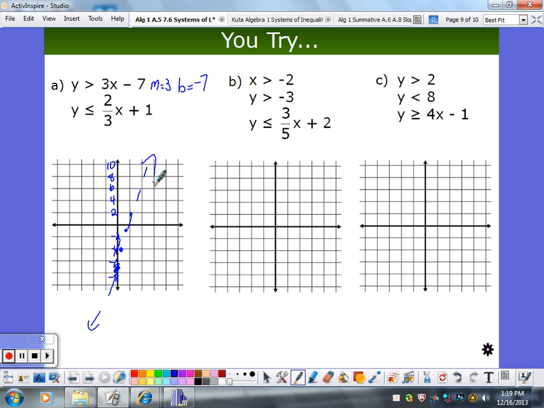Not equal to. So, and I want it to be greater than? That's above. And let's see about the other one now.